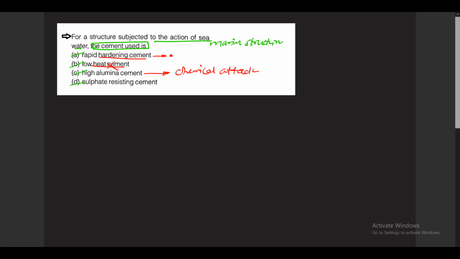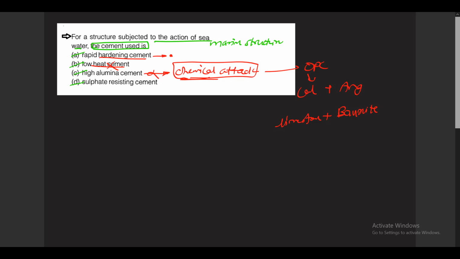In ordinary Portland cement we use calcareous and argillaceous substances, correct? Here, limestone and bauxite, that is alumina, are used, and the corresponding cement formed is nothing but the high alumina cement. This cement is more vulnerable to chemical attack. So we should not use that cement in case of a marine structure. So this is also an incorrect option.